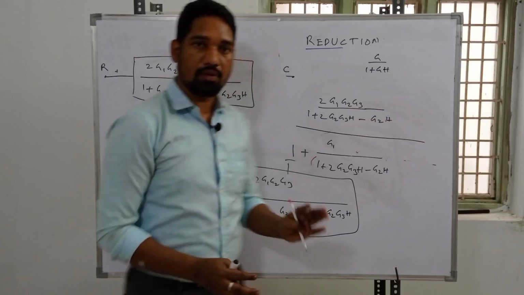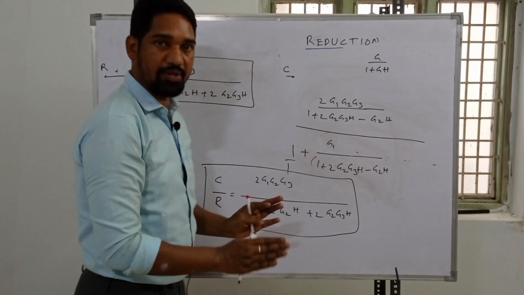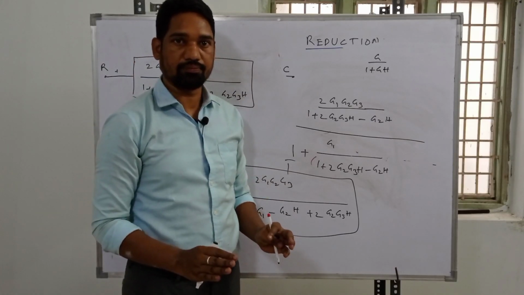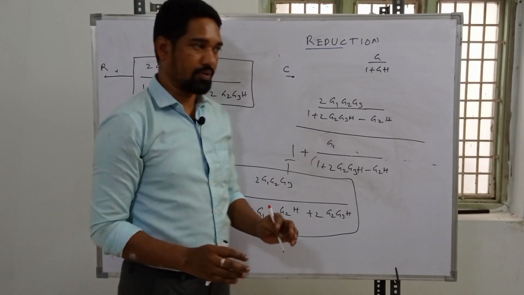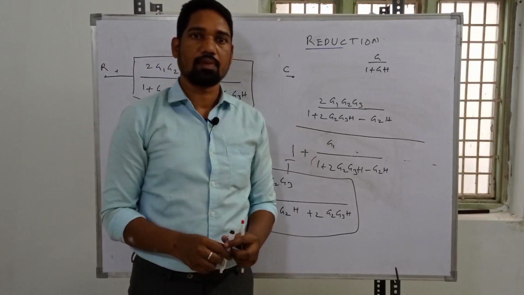So remember, all the summing points to LHS and takeoff points to RHS will be the best, easier procedure. Right? Make use of your comments. Start from the inner loop and then start to solve.